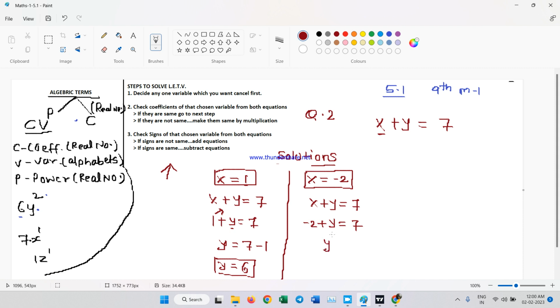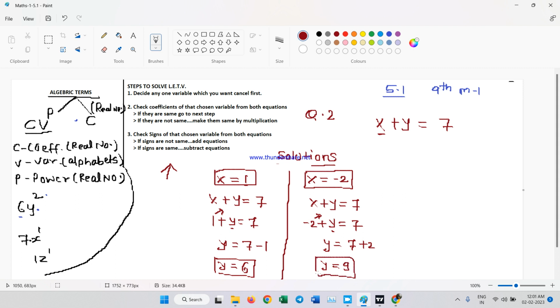What is the basic thing? The unknown variable should be alone. What is this -2 doing here? Send it over there, because y is saying leave me alone. This -2 will come here as +2, and y will become 7 plus 2, which is 9.